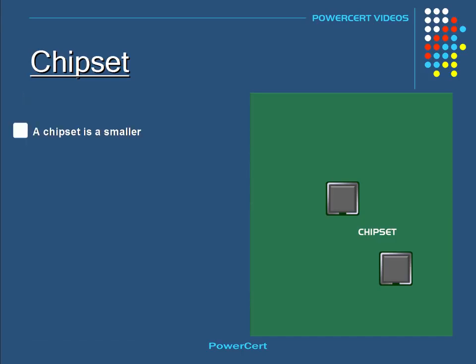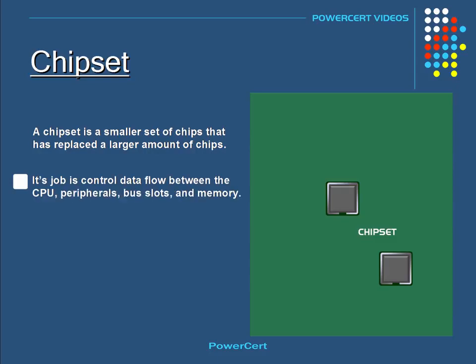A chipset is a smaller set of chips that has replaced a larger amount of chips. And the chipset's job is to control data flow between the CPU, the peripherals, bus slots, and memory. So all of the different parts of the computer communicate with the CPU through the chipset.